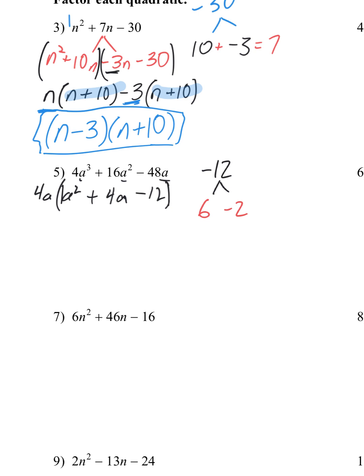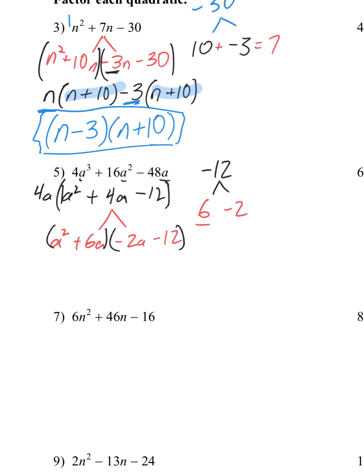Okay, so again, I'm going to take this and split my middle term up. I'm going to keep this a squared plus 6a, then minus 2a and minus 12. And then let's use grouping to finish this problem off. So group the first two, group the last two.